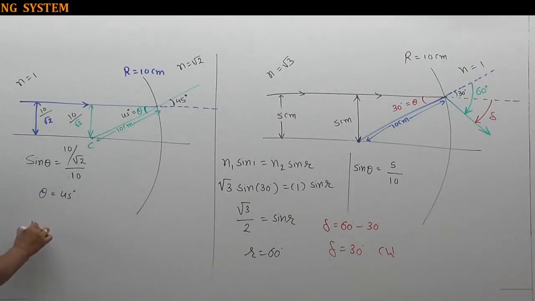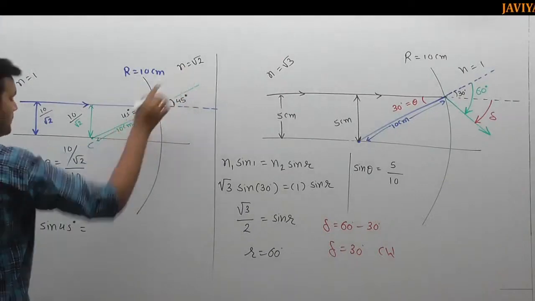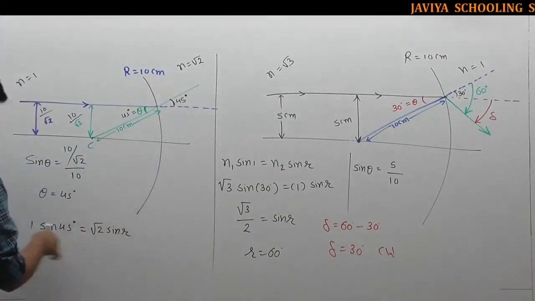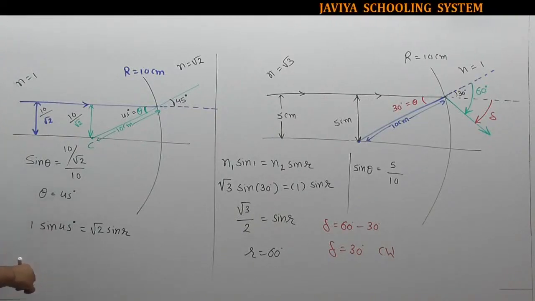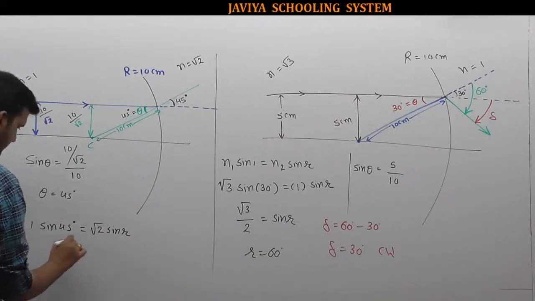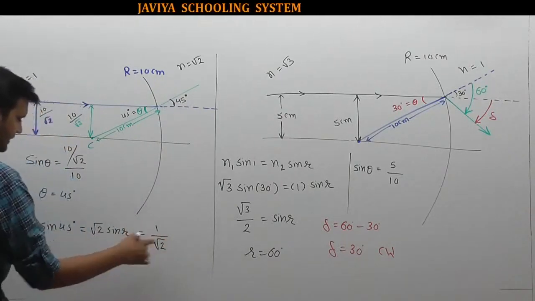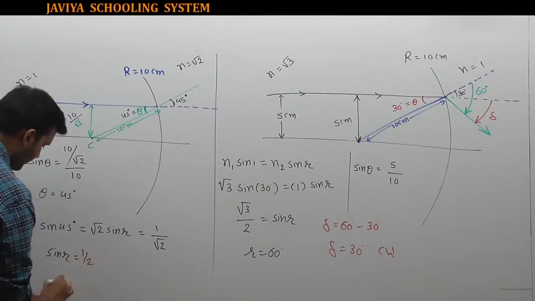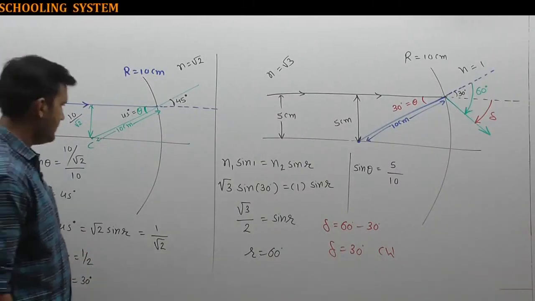So now according to the formula, n1 sin i equals n2 sin r. So 1 upon root 2, and this is 1 upon root 2. So what does sin r come out to be? Sin r equals 1 upon root 2 divided by root 2, so sin r comes out to be 1 by 2. So r is 30 degree. Yes or no? R is 30 degree.